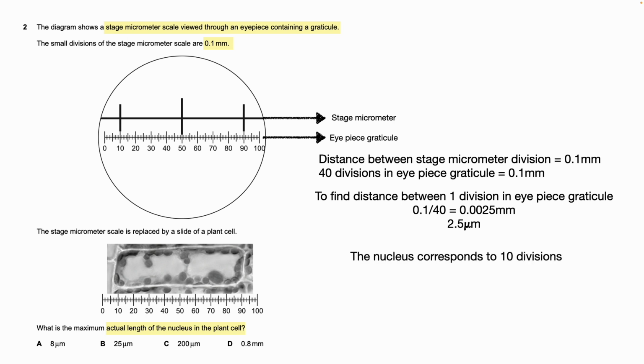The nucleus corresponds to 10 divisions, as seen from the diagram. It is very clear that the nucleus occupies 10 divisions in the eyepiece graticule. So to find the actual length of the nucleus in the plant cell, we simply multiply this 10 by 2.5, which is equal to 25 micrometer. So the answer is option B.